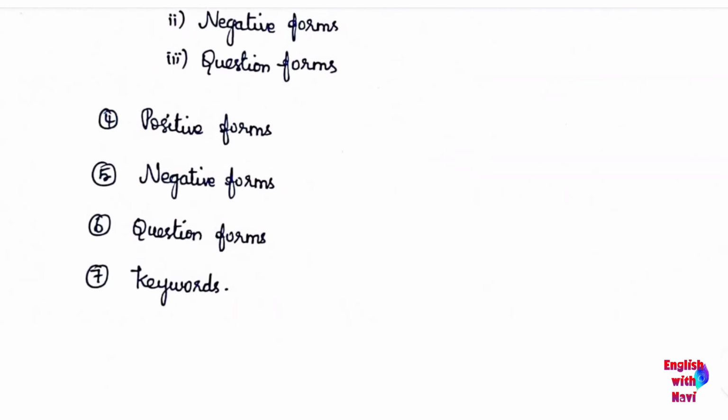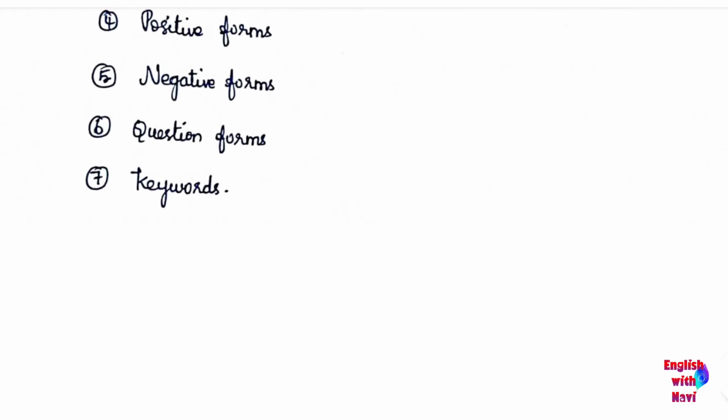And when talking about positive forms, just look at the 4th point. When talking about positive forms, let's say I jump, for I, we, you, they, what you have to do? You have to use without s. And for he, she, it, what you have to do? You have to use with s, maybe sometimes with es. Say for example, I jump, we jump, you jump, they jump, he jumps, she jumps, it jumps. I hope you got it.